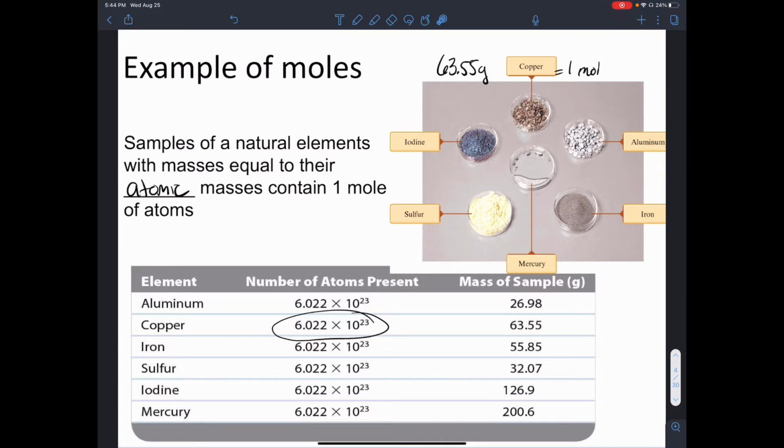And one thing I'd like to point out is that mercury, even though it has the same number of atoms in that image that you see at the right, weighs the most. So atoms of mercury are relatively heavy.